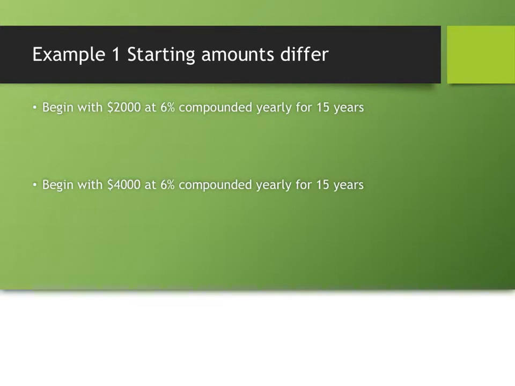The important parts of this, there's 2 problems here, is that you begin with $2,000 and you're going to have 6% interest compounded yearly for 15 years. This is my original setup. So, as per the formula, you're taking 2,000 times, since it's yearly, just 1 plus 0.06, for 15 years, so my exponent is 15.